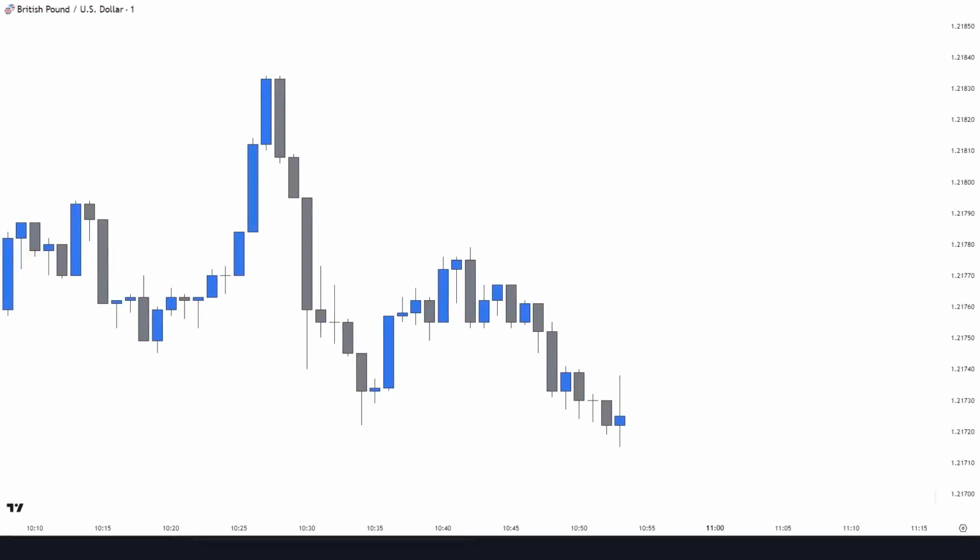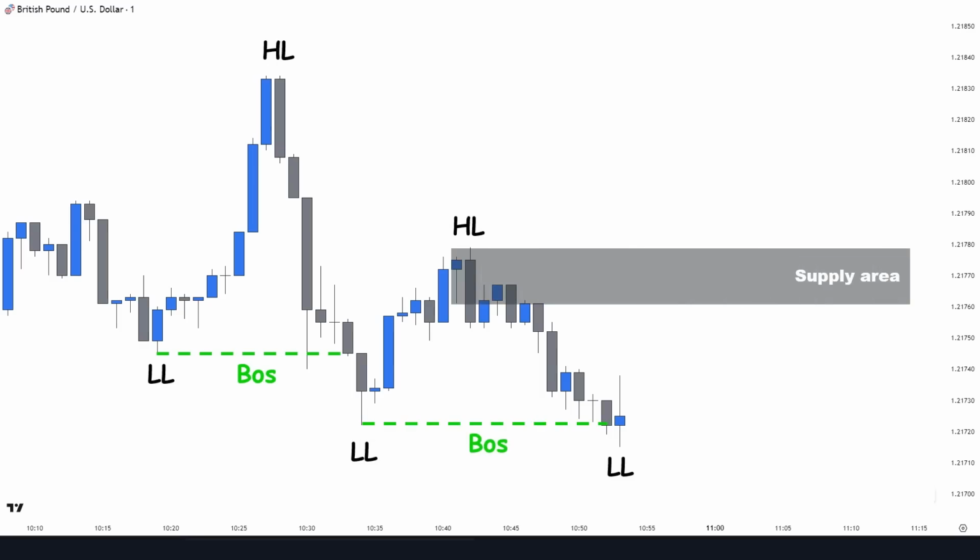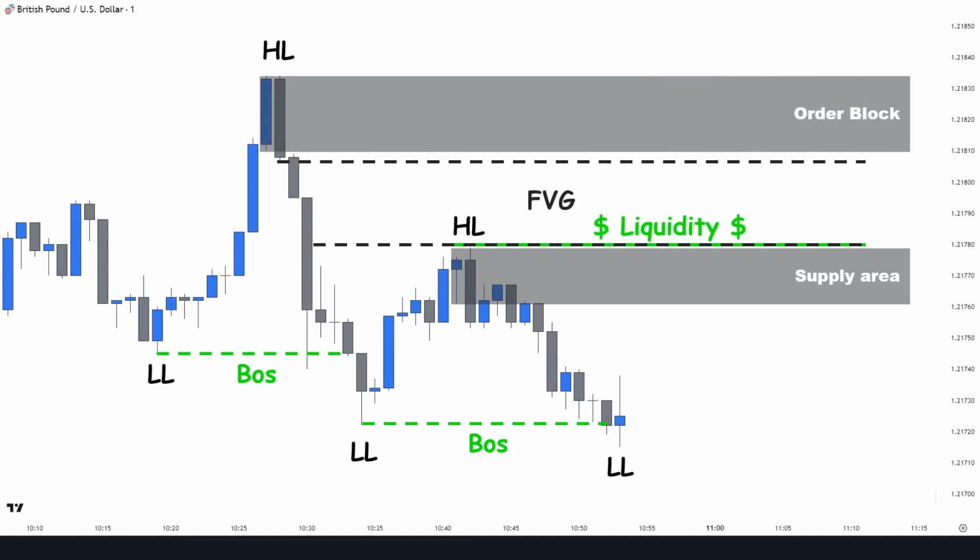Here on the pound-dollar 1-minute chart, we have a moving downtrend. The market has recently broken the structure level to the downside, leaving behind a supply level. So many traders will go short if the price returns to this area and lots of liquidity is gathered above this zone. On the other hand, looking at the left side, we can spot this clean fair value gap in a perfect order block zone.